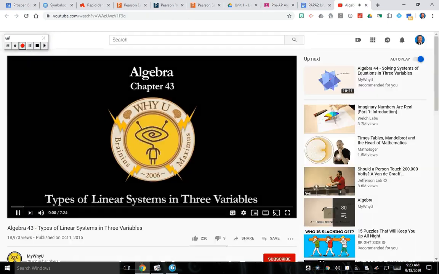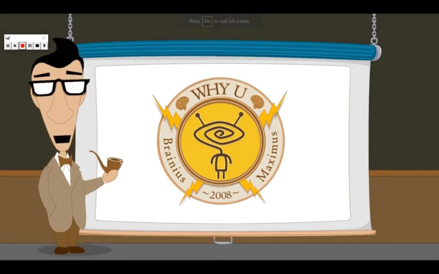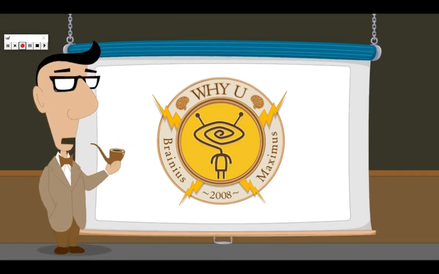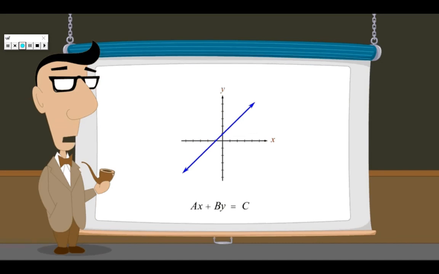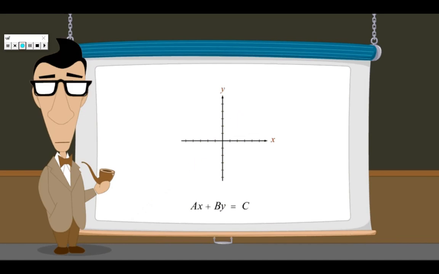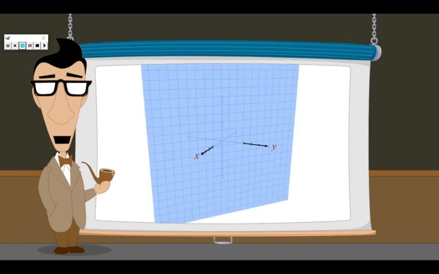Summarizing it all together. Hello, I'm Professor von Schmohawk, and welcome to YU. In the last lecture, we saw that just as the graph of a linear equation in two variables creates a line which extends infinitely in both directions, the graph of a linear equation in three variables creates a plane which extends infinitely in all directions.